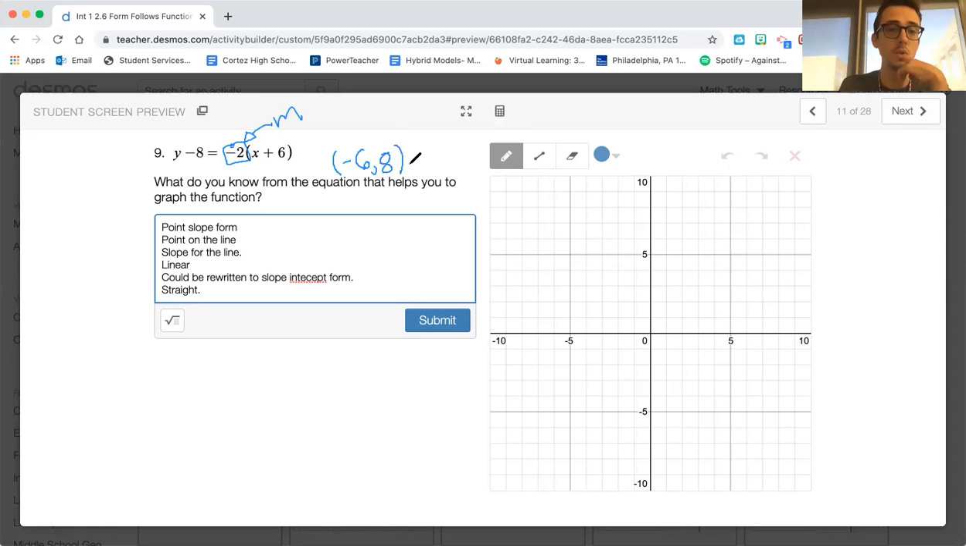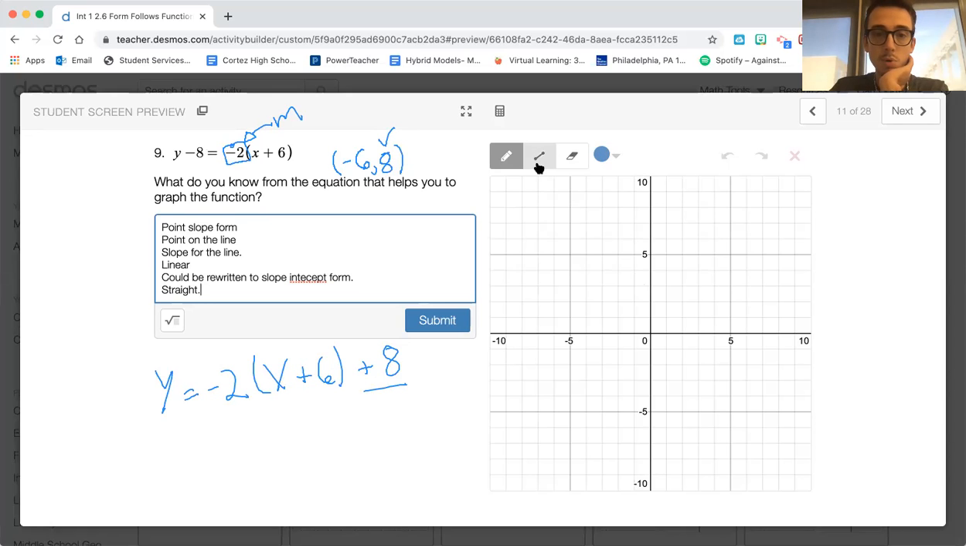But if you wanted to, you could have rewritten it so that you had 8 on the other side. So if you wanted to do that, you could have y equals -2, x plus 6, plus 8. Lo and behold, +8, +8. Nothing wrong with that. All right, let's graph this thing out.